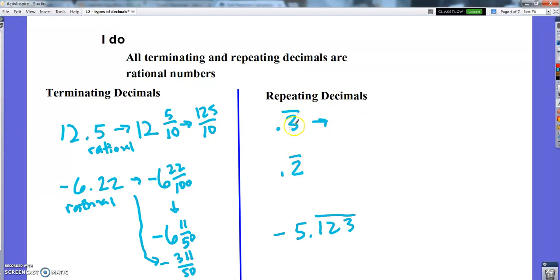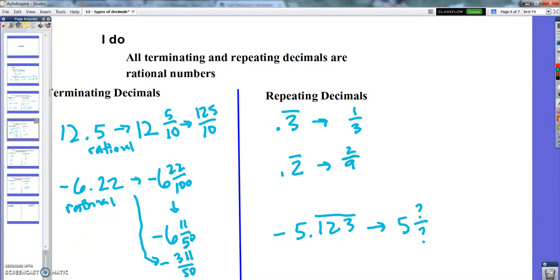So even though you may not have it memorized, 3 repeating, that is a third. 2 repeating is 2/9. I just happen to know these because I've been around them for a long time. You'll start to have some decimals that you've memorized the fraction for. This one I don't. I made this one up. But take my word for it. When you see a repeating decimal, it can be written as a fraction. We just don't have the tools to do it yet. So when you see a terminating decimal or a repeating decimal, it is a rational number always. Okay? All right, open your notes, and we'll go back through those again with some we-dos for you.